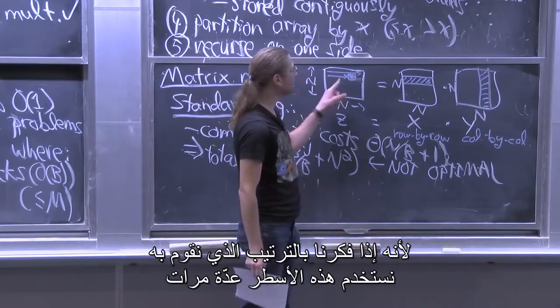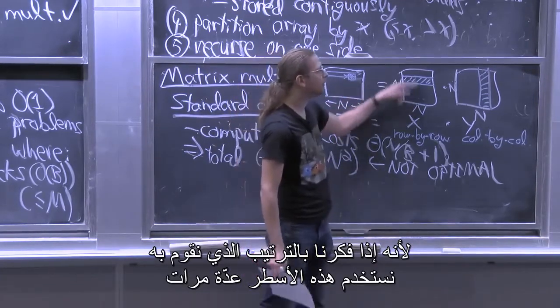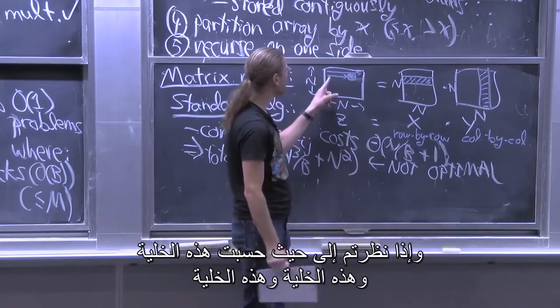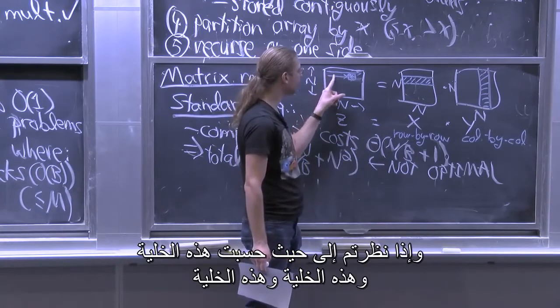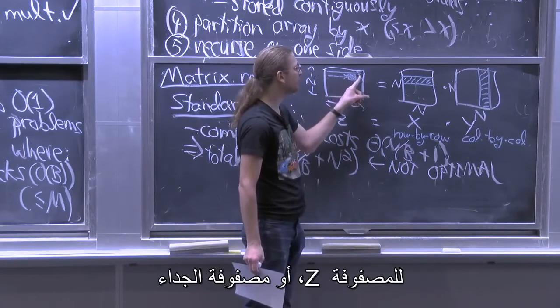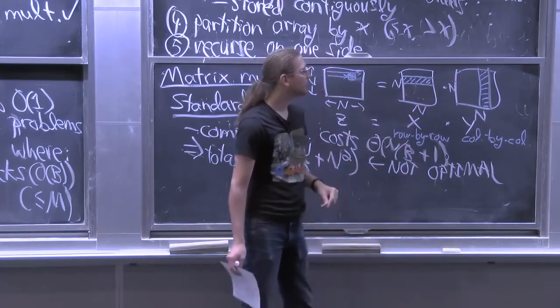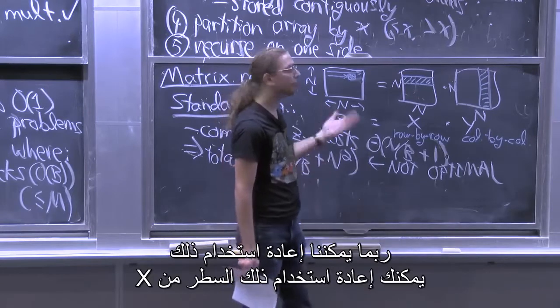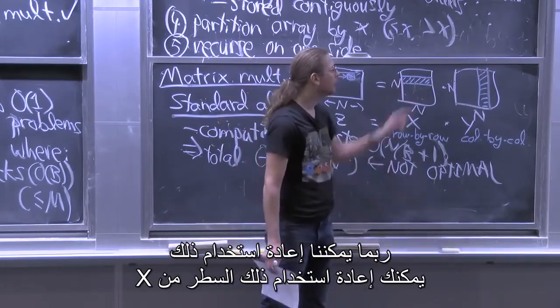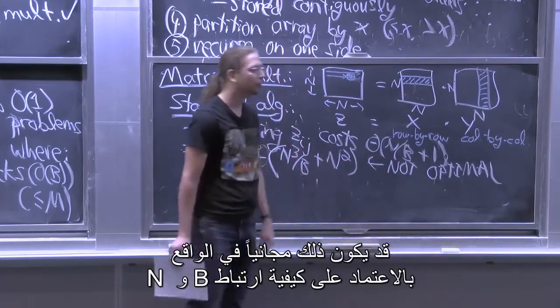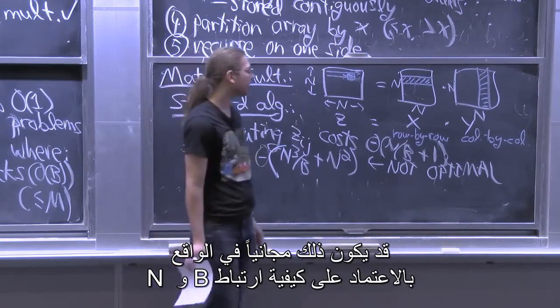Because if you think of the order in which we look at these rows, we look at them several times. When I compute this cell and this cell and this cell of the Z matrix, or the product matrix, each of them uses the same row of X. So maybe you could reuse that row of X. That might actually be free, depending on how B and N relate.